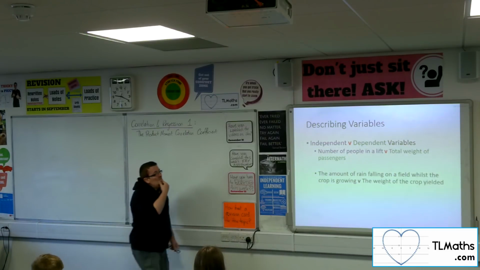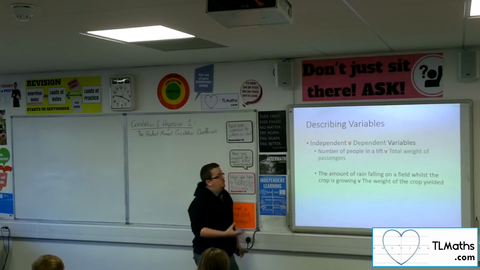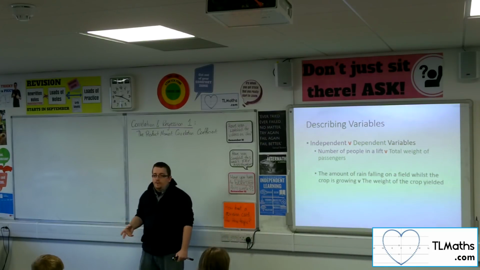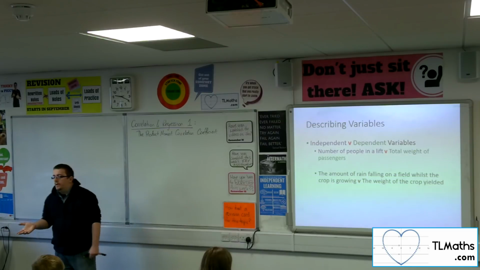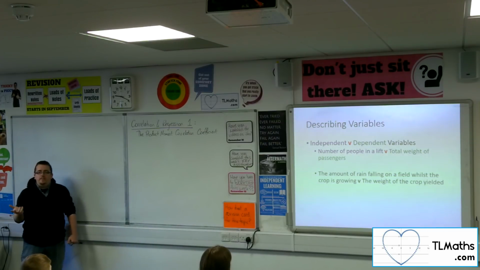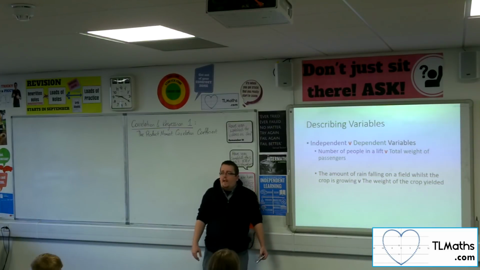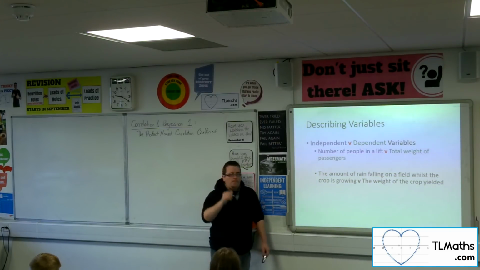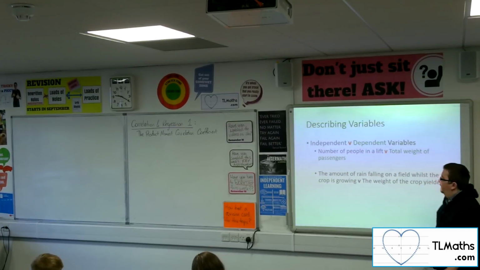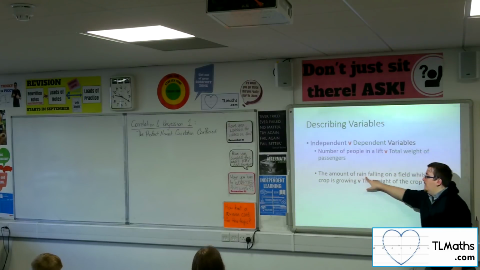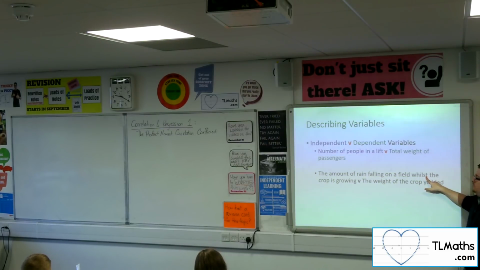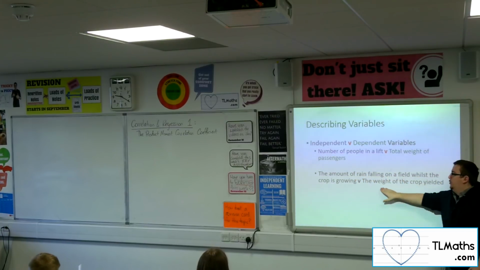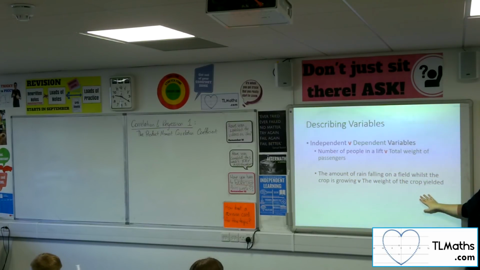Let's try another one. The amount of rain falling on a field whilst the crop is growing versus the weight of the crop yielded. Right, have a think about that with the person next to you. Which one do you think is the independent variable? Which one's the dependent? Okay, what do we think? Weight of the crop, the dependent one? So the weight of the crop depends on the amount of rain that's fallen on the field. That sounds about right. The amount of rain that's fallen on the field surely doesn't depend on the weight of the crop. So it just doesn't make sense the other way round. So the weight of the crop yielded must be the dependent variable.